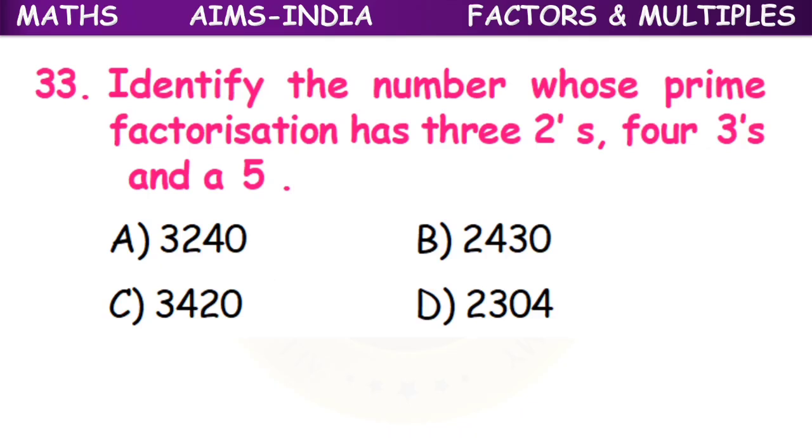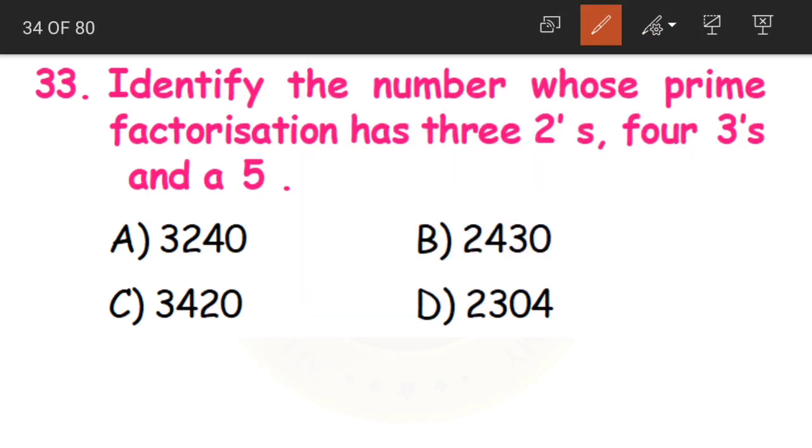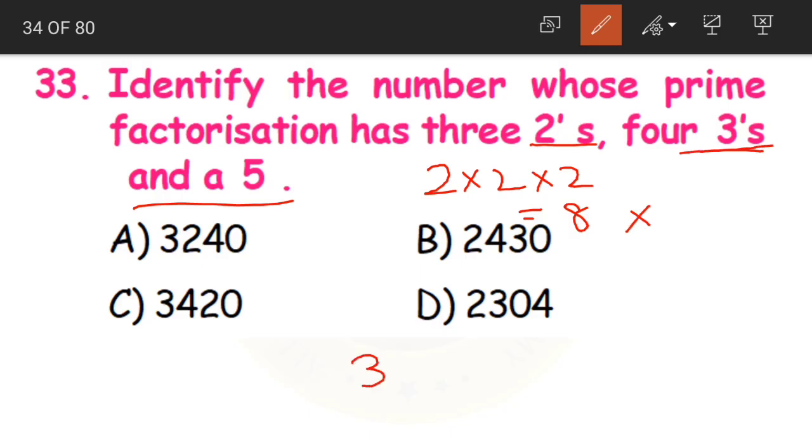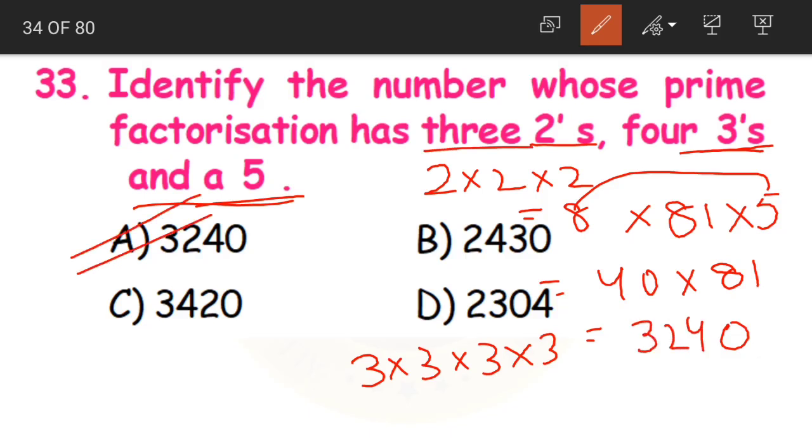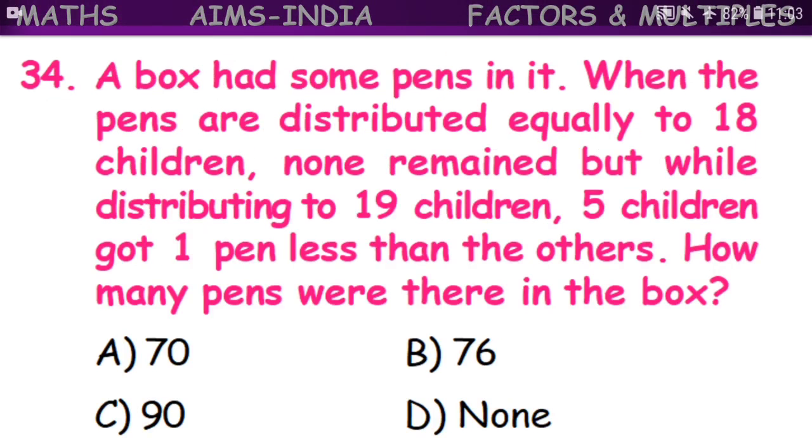Next, identify the number whose prime factorization has 3 2s, 4 3s and a 5. 3 2s, so 2 into 2 into 2 is equal to 8, into 4 3s, 3 into 3 into 3 into 3, that is equal to 81, into 5. So 8 5s become 40. 40 into 81 becomes 3240. So what is the answer children? Option A. Understood, right? We took the question and multiplied the given numbers, so that the number became our option A, 3240.